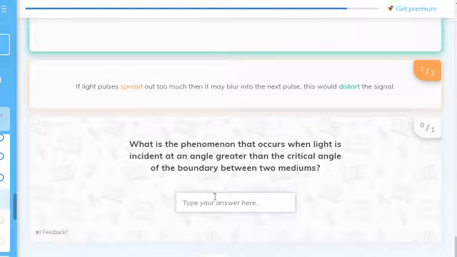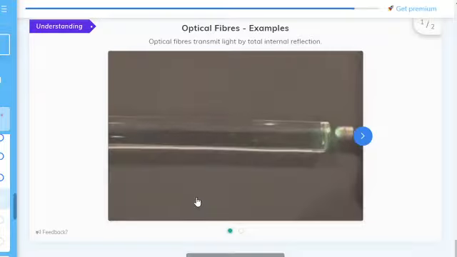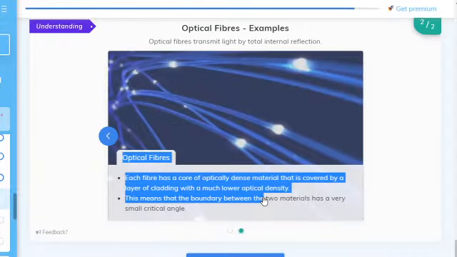What is the phenomenon that occurs when light is incident at an angle greater than the critical angle? Total reflection, total internal reflection. Perfect. So some examples are optical fibre cables.